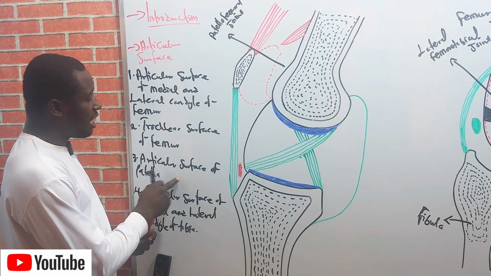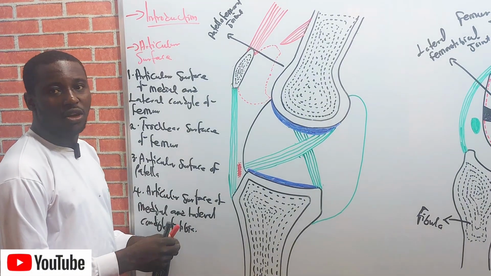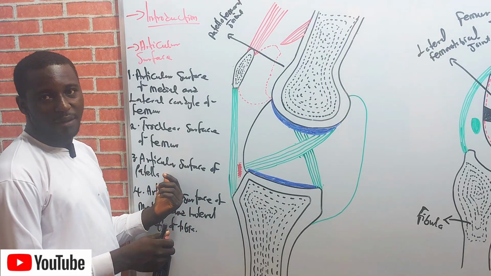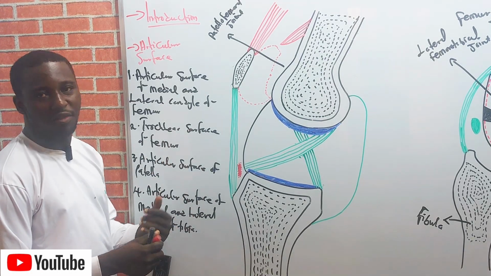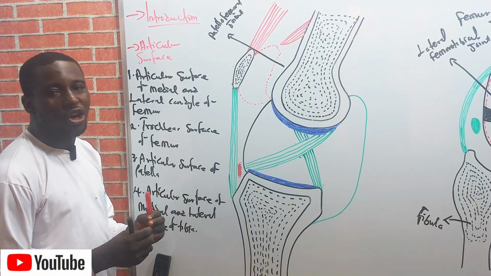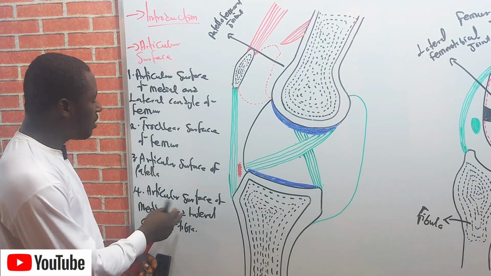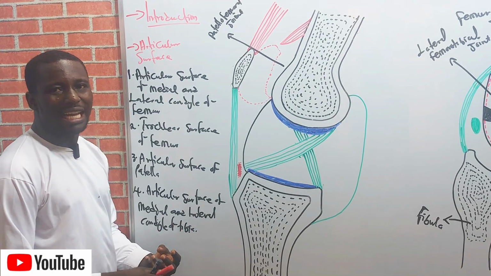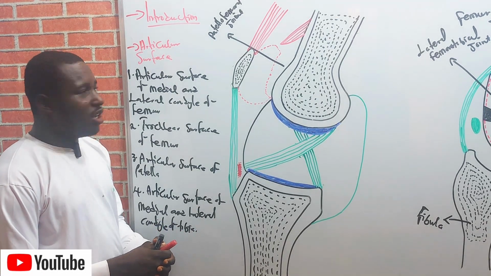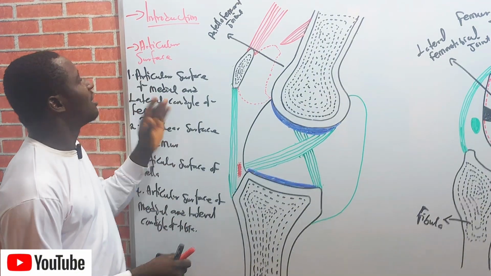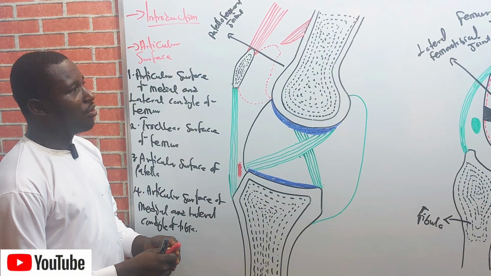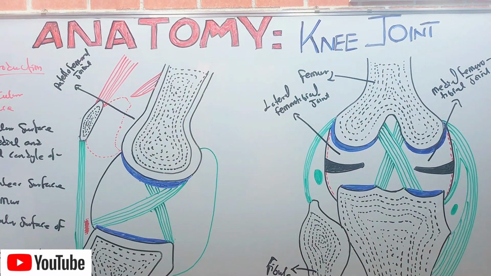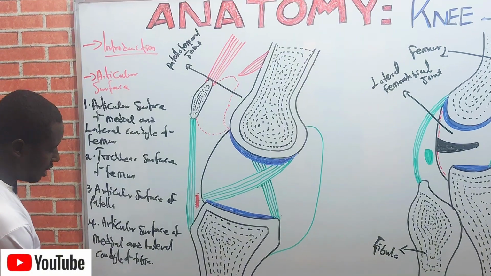Now, the articular surface of the patella is located on the what? It is located on the posterior aspect of the patella, where it articulates with the trochlear surface of the femur. That is how it is fashioned on that joint. The articular surface of the medial and lateral condyle of the tibia is an important aspect as well. So these are the articular surfaces of the knee joint. That is how it is fashioned.